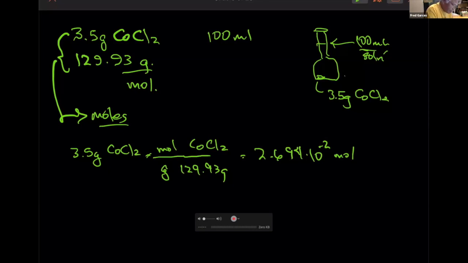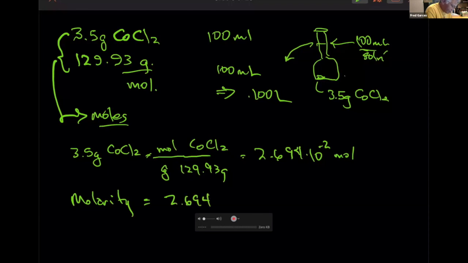The 100 milliliters, of course, you guys can do this off the top of your head. It's 0.100 liters. So right away we know the molarity. The molarity is going to be 2.694 times 10 to the minus 2 moles divided by 0.10 liters. And in this particular case, we're looking at two significant figures.